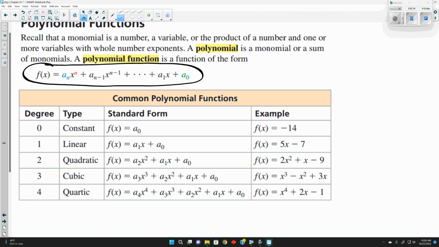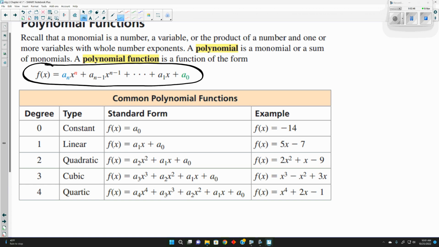X to the n. So we could say that this is x to the 6th. So x to the n minus 1, so x to the 6th minus 1 would be x to the 5th. X to the 4th, decreasing. And this is just to write it in a general form. Now we can see some examples of different polynomial functions. So if the degree is 0, it's going to be a constant function. F of x equals a sub 0, or f of x equals negative 14. A constant function is just a number.